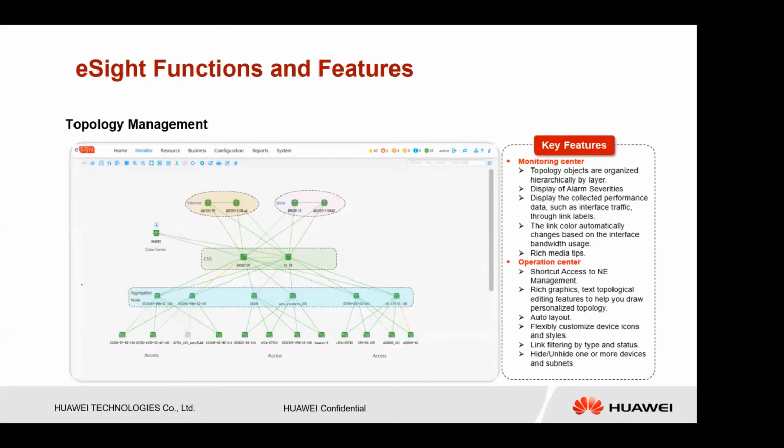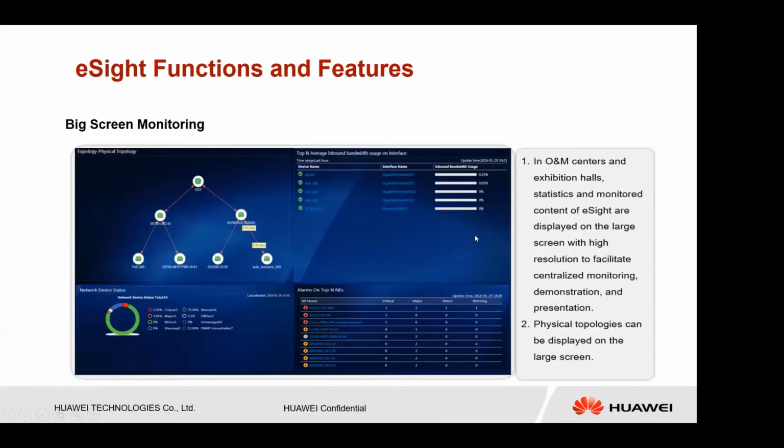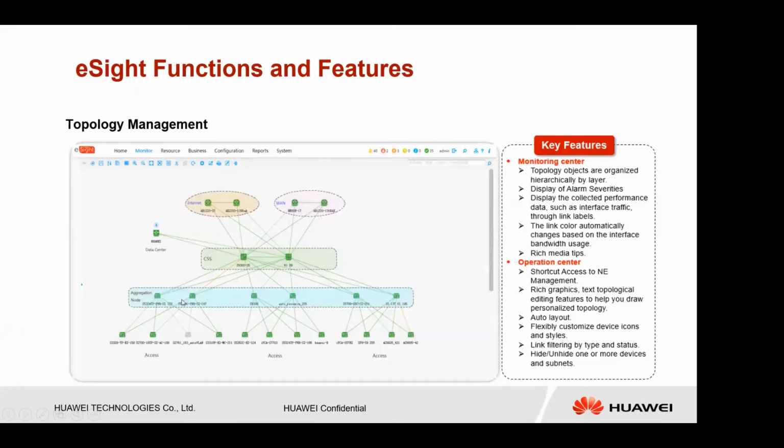The next part is topology management, one of the eSight functions also, where you can see your own topology in the page. These topology objects you can organize based on their network characteristic. For example, if this is the core layer, you can put it at the core layer. We have the aggregation or maybe the distribution layer, and below here we have the access layer switch.